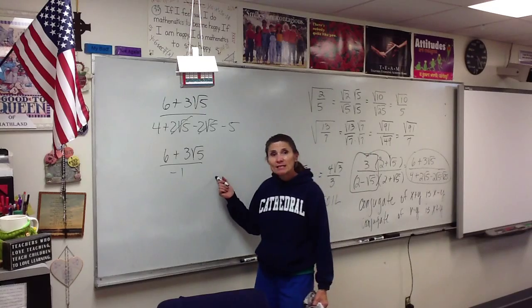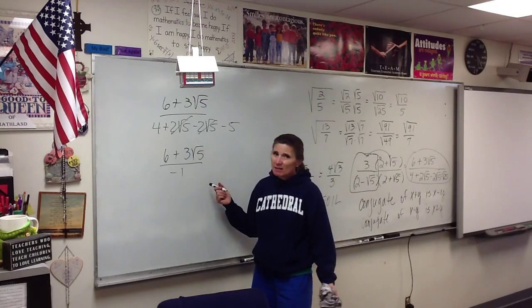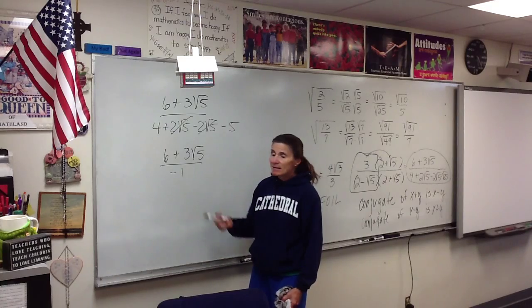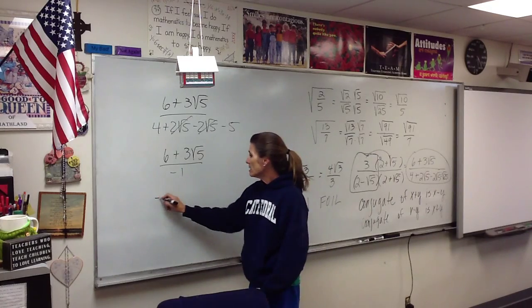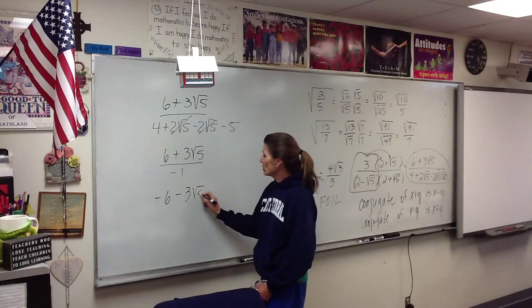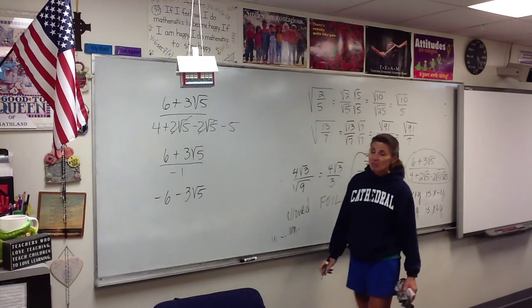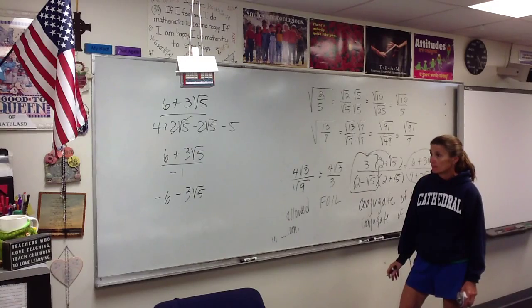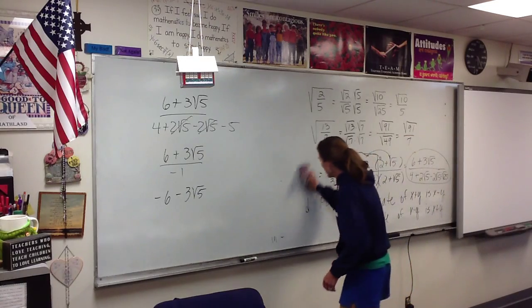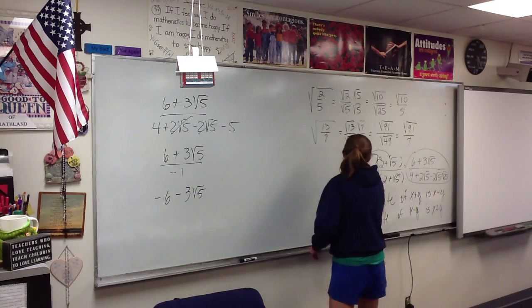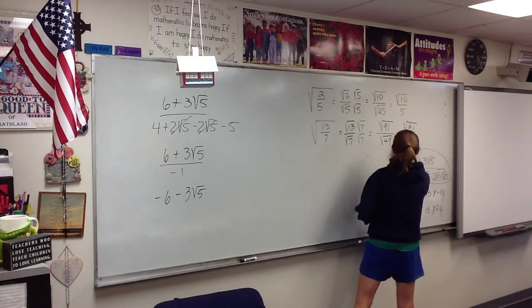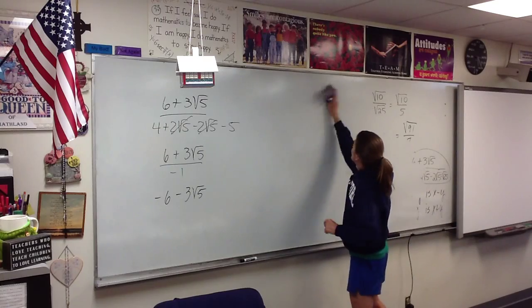Now, I probably wouldn't count that wrong, but real big people, mathematicians, don't write that. When you divide by negative 1, it just changes your sign. So negative 6 minus 3 root 5 would be the best way to write that answer. Wow, that was a lot. Let's try one more of those. And then I have one other problem I want to do. And then you'll be ready to practice some of these on your own.